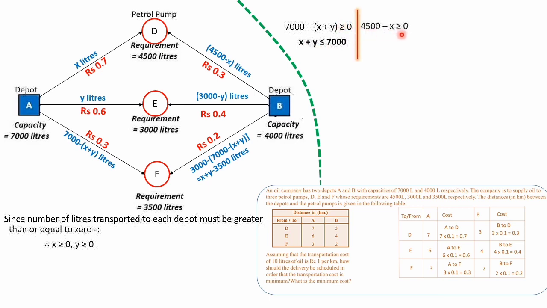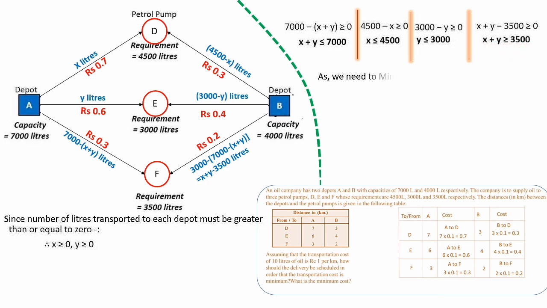Next one is 4,500 minus X is greater than or equal to 0, because it should be a positive quantity. So we can say the quantity 4,500 minus X is greater than or equal to 0. That means X less than or equal to 4,500. And the next one is 3,000 minus Y greater than or equal to 0. That means Y less than or equal to 3,000. Then again X plus Y minus 3,500 is greater than or equal to 0, and when you go for calculation, X plus Y greater than or equal to 3,500.